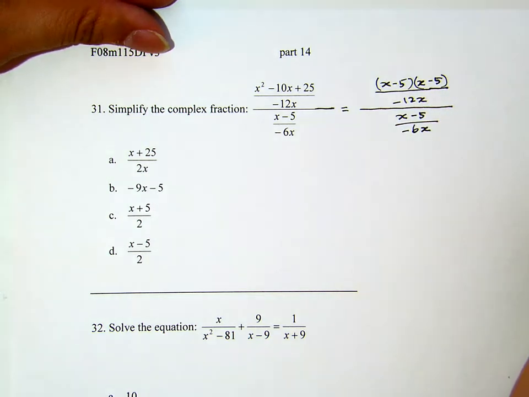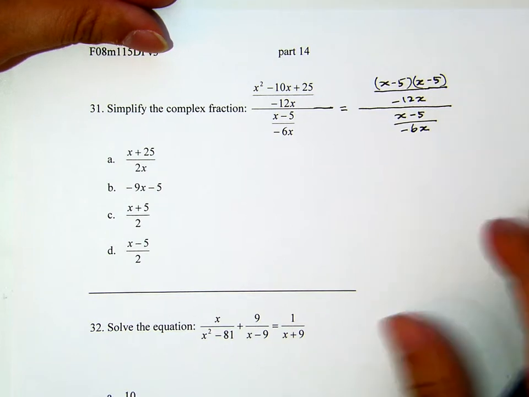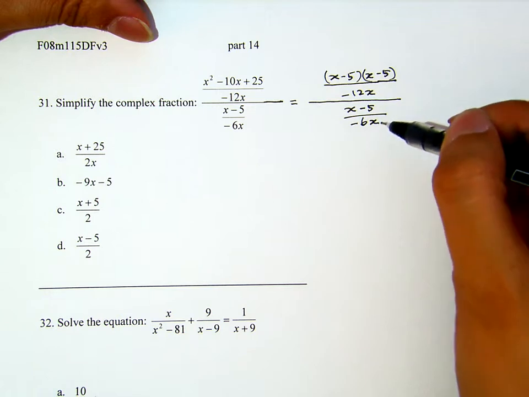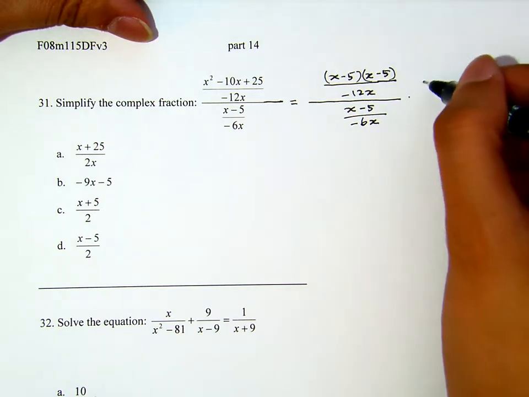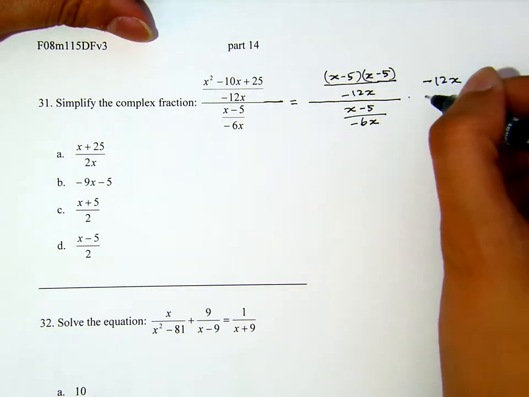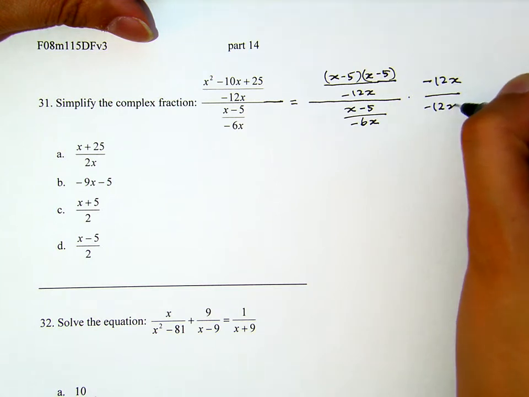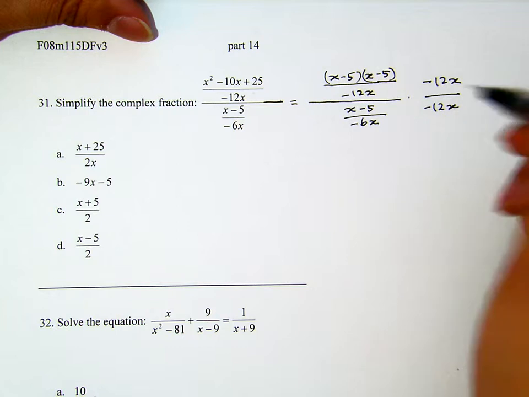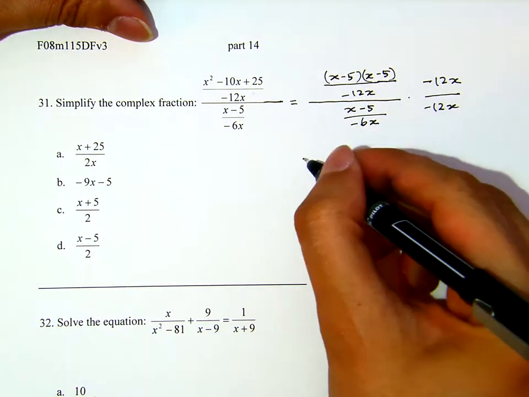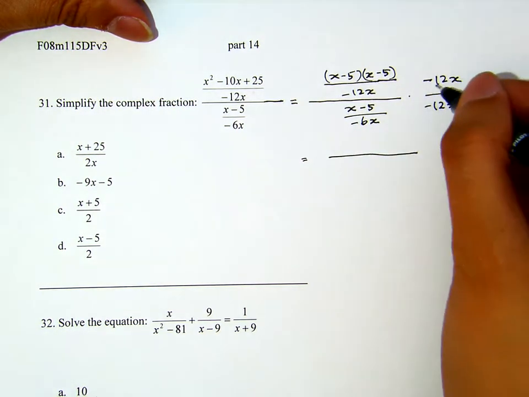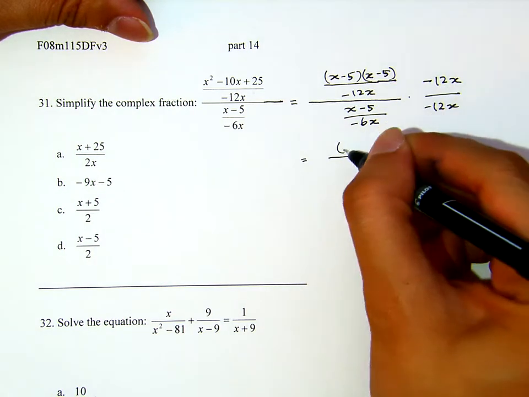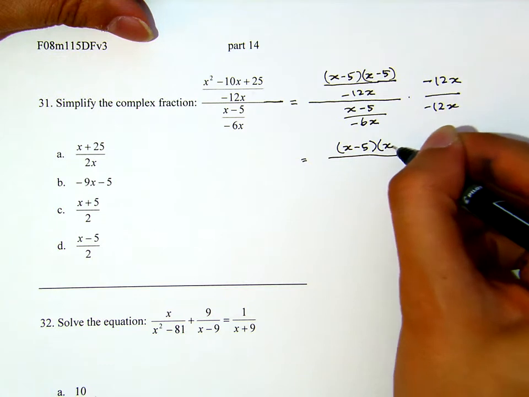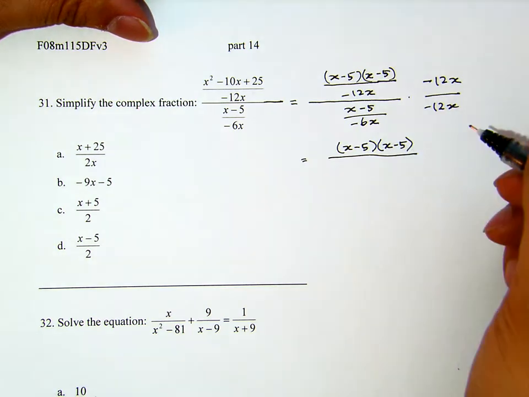Now what I will do next is multiply by the LCD of these complex fractions. You have negative 12x and negative 6x, so the LCD will be negative 12x. You have negative 12 and negative 6 giving you negative 12, and the x, you just copy that. On the top, the negative 12x cancels negative 12x, and you have x minus 5 times x minus 5. Of course you can say x minus 5 squared if you want.